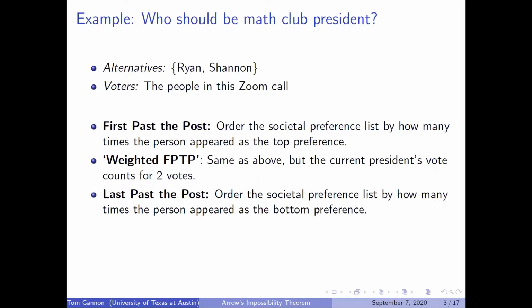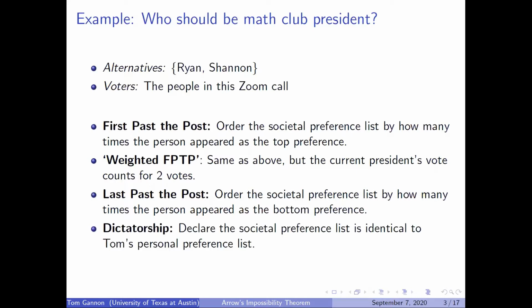And finally, another example of a voting system is my personal favorite. It's called the dictatorship, where I just get to vote. And so here's how this will work. Every single person in this call would put in their personal preference list. And then the way the societal preference list would be determined is that we'll just look at my preference list, and that will be the societal preference list. Now, I'm personally in favor of that, but maybe you guys are not.